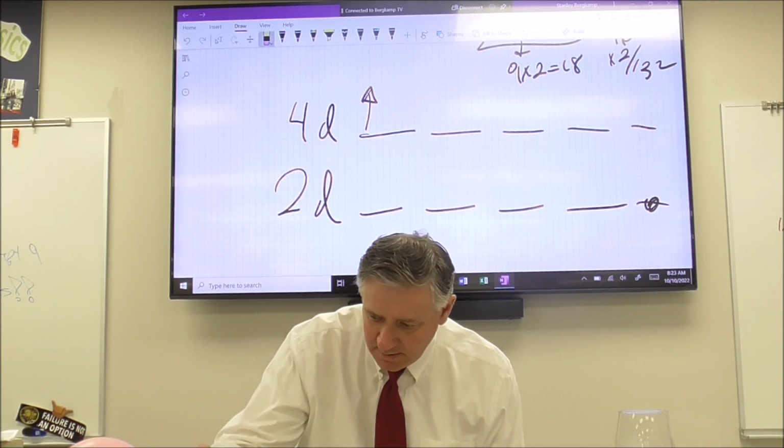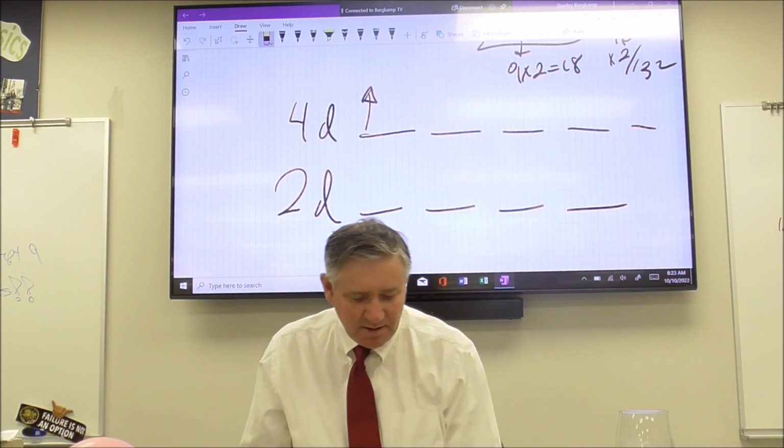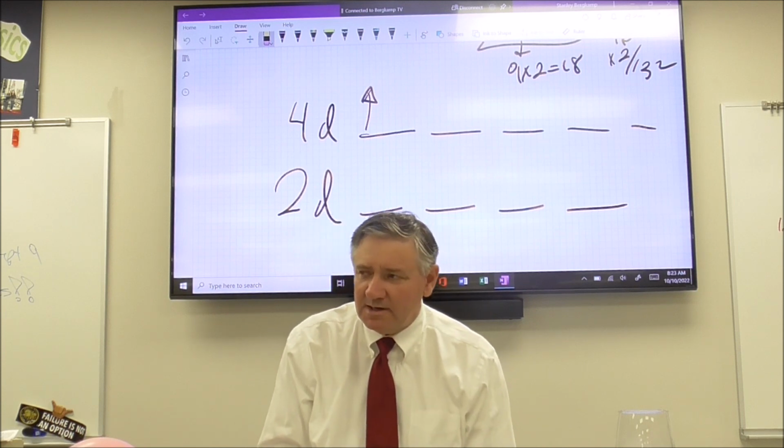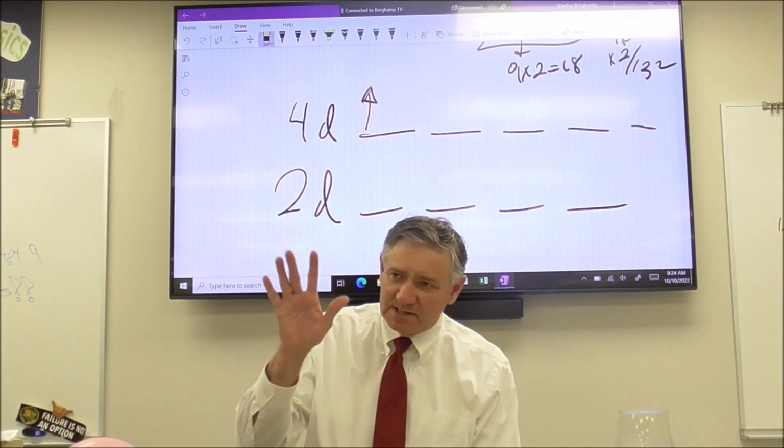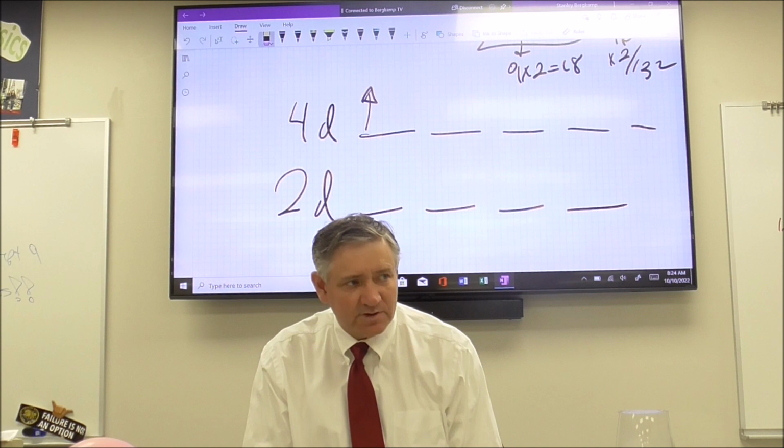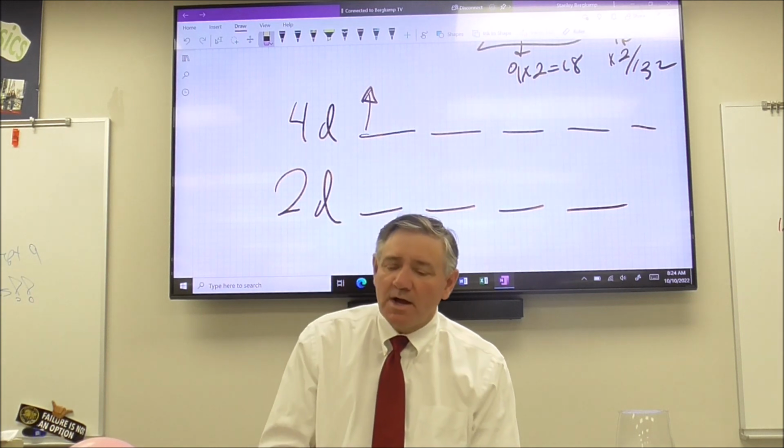So there's 2 things that's wrong. Number 1, d sublevels have how many orbitals? 5. So number 1, it doesn't have enough orbitals. It only has 4. It should have 5.